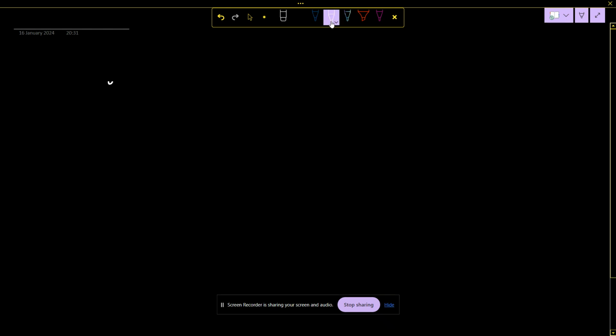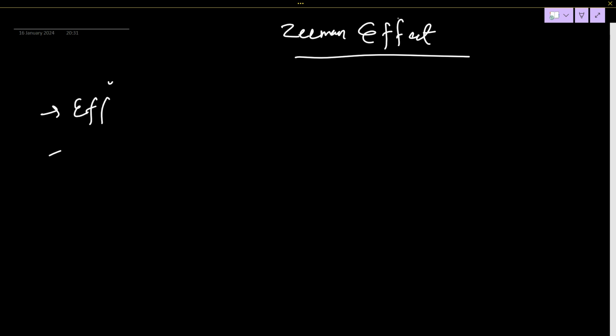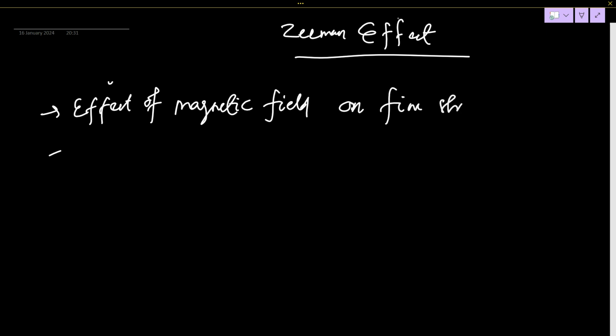Okay. So here we'll be discussing the Zeeman effect. So what is the Zeeman effect? First of all, the Zeeman effect is the effect of a magnetic field on fine structure lines. Okay, this is called the Zeeman effect. So what is it exactly?